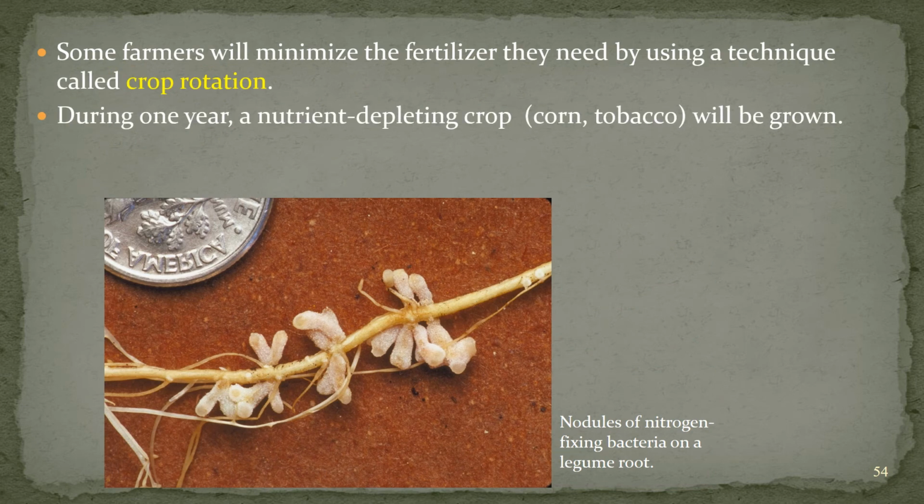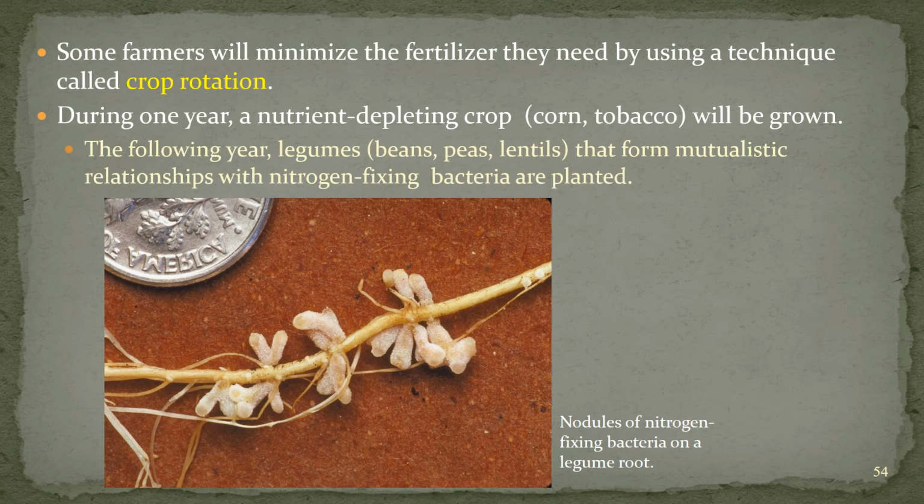Some farmers will minimize the fertilizer they need by using a technique called crop rotation. During one year, a nutrient-depleting crop like corn and tobacco will be grown. The following year, they'll grow a legume, which helps create nitrogen by itself. It basically takes nitrogen from the atmosphere using a nitrogen-fixing bacteria, and it creates its own source of nitrogen. Oftentimes, it'll leave nitrogen for the following year's crop. So it's very useful to include in the system.